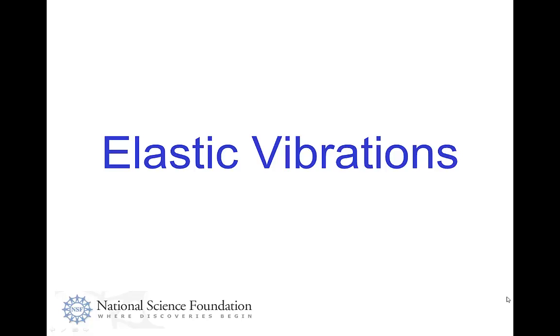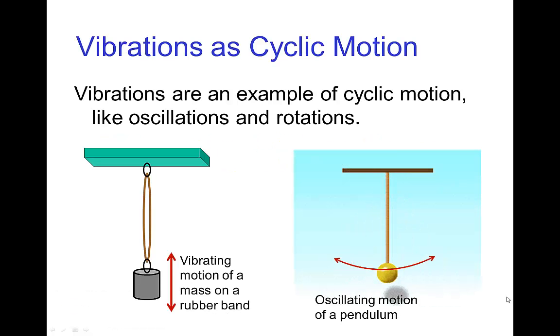Elastic vibrations. Vibrations are an example of cyclic motion or periodic motion. Vibrations, say, of a mass on a rubber band that's vibrating up and down, are a similar type of motion, cyclic motion, like the oscillating motion of a pendulum swinging back and forth, or rotational motion.